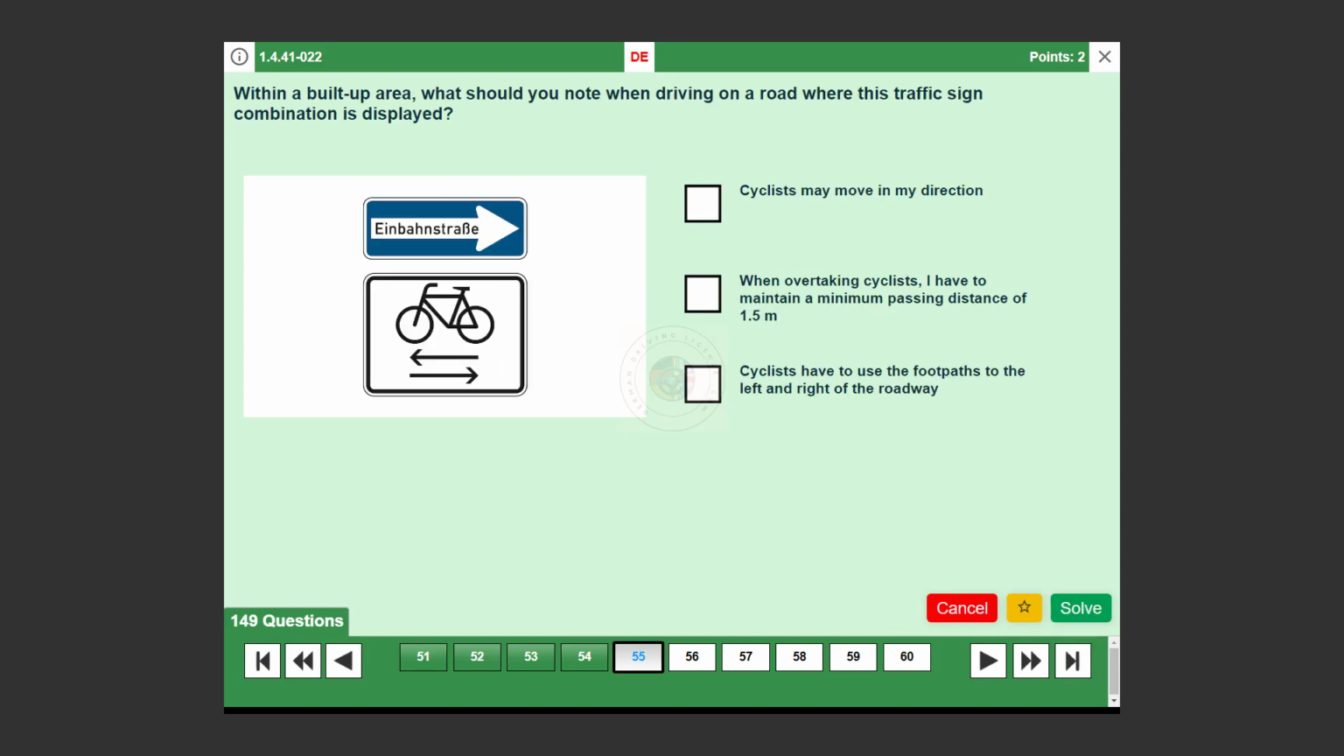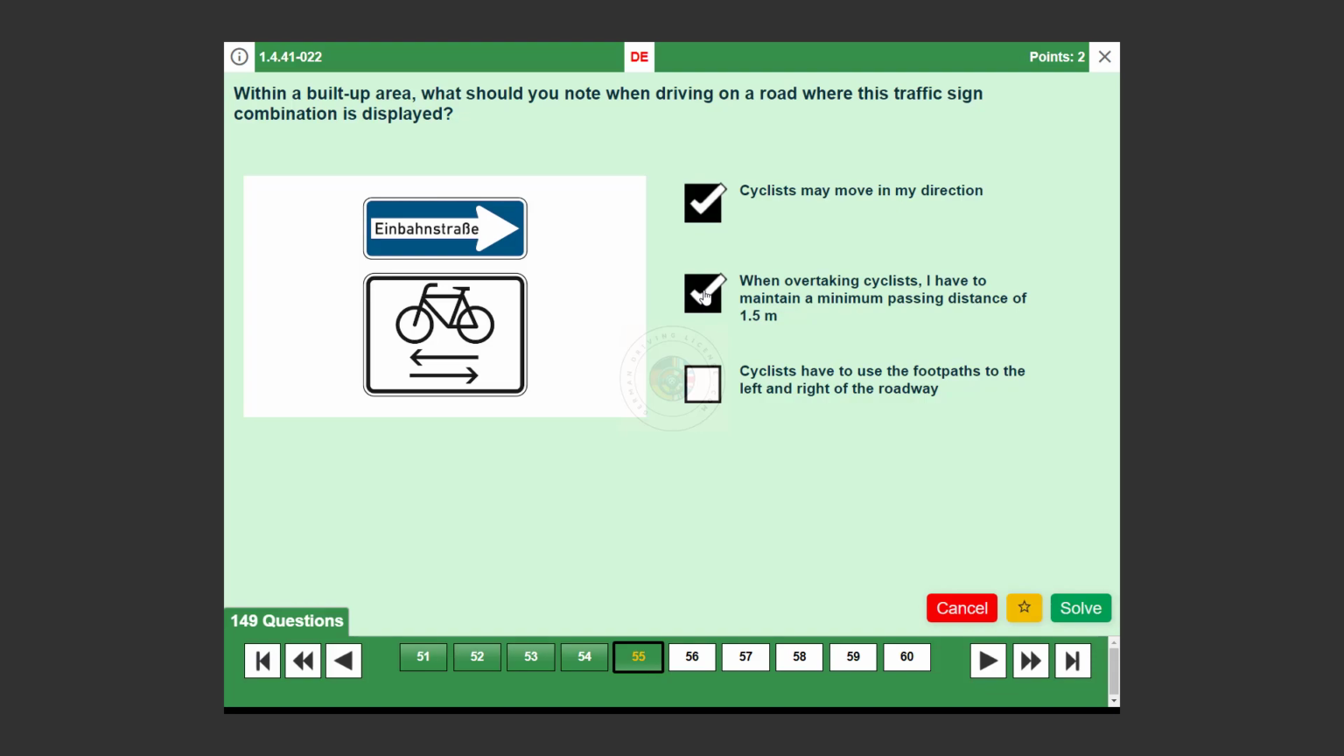Question number 55. Within a built-up area, what should you note when driving on a road where this traffic sign combination is displayed? Cyclists may move in my direction. True. The sign indicates that cyclists can come from the opposite direction in a one-way street. When overtaking cyclists, I have to maintain a minimum passing distance of 1.5 m. True. A minimum lateral distance of 1.5 meters is required when overtaking cyclists.